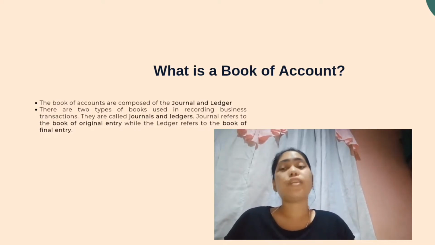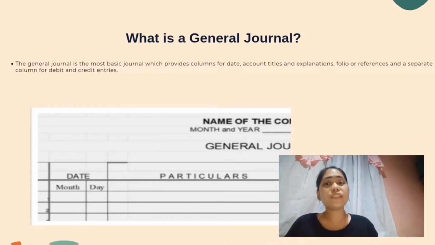So what is the general journal? The general journal is the most basic journal, which provides columns for the date, account titles and explanations, folio or reference, and separate columns for debit and credit. The general journal looks something like what is in the presentation, although it is still blank. Considering the format, we have the date, the account, the debits and credits, and we are going to record the transactions within the journal.